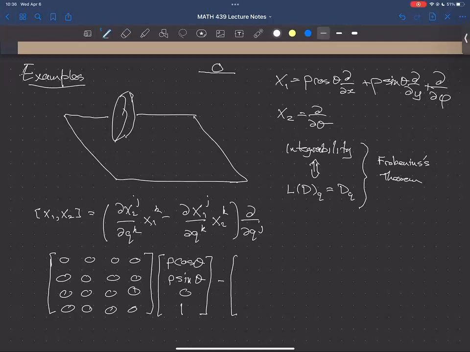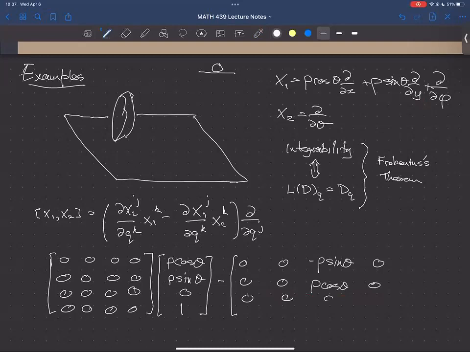Then, according to the formula, I take the matrix of partial derivatives of the vector with these components. I've decided the order is x, y, theta, phi. In the first row, I put the partial derivatives of the x component with respect to the coordinates, and it's only a function of theta, so it's zero, minus rho sine theta, zero. Similarly in the second row, I put the partial derivatives of the y component with respect to the coordinates. Again it only depends on theta, so it's zero, rho cos theta, zero. The third row holds the derivatives of the theta component, but there is no theta component, so those are all zero.